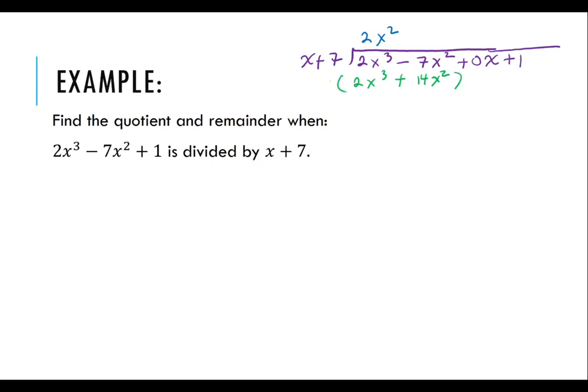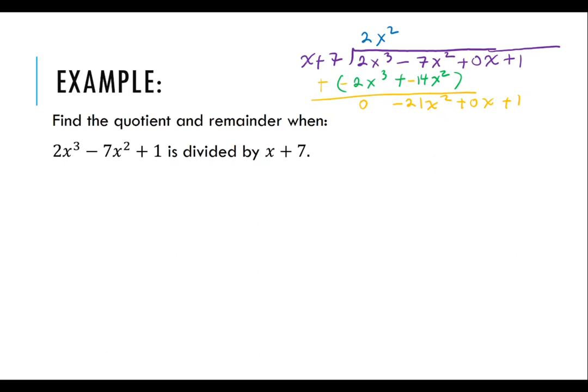Next step, subtraction stage. So we subtract. I'm going to distribute that negative. That's plus, minus, minus. 2x cubed minus 2x cubed is 0. Negative 7x squared minus 14x squared is negative 21x squared. Then we can bring down the rest of it. Plus 0x plus 1. Then we start over.